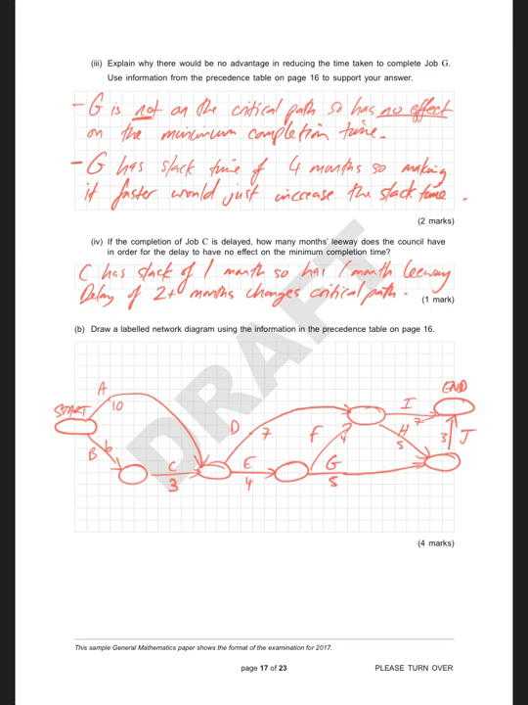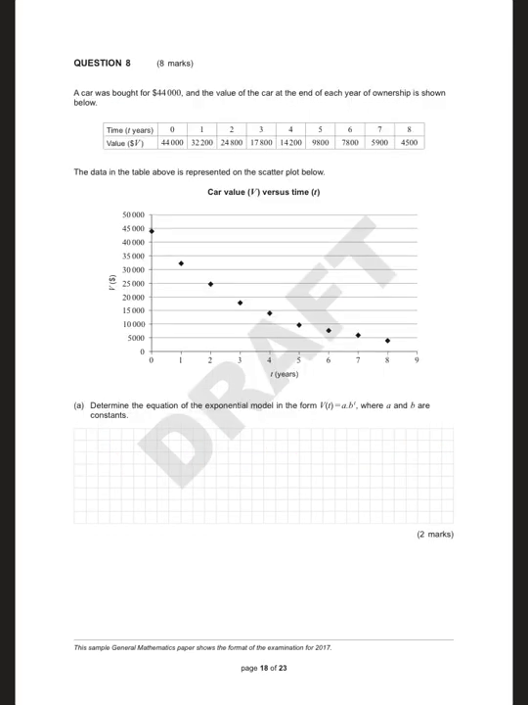Right, next page. Another statistics question. A car was bought for 44 grand and the value of the car at the end of each year of ownership is shown below. I have to get the equation. So, stat, edit. First time I've had to use this. Stat, 1, edit, clear my column.